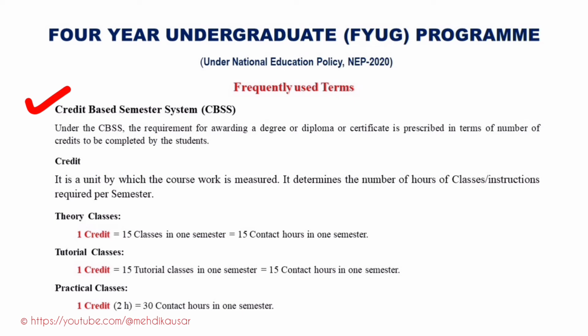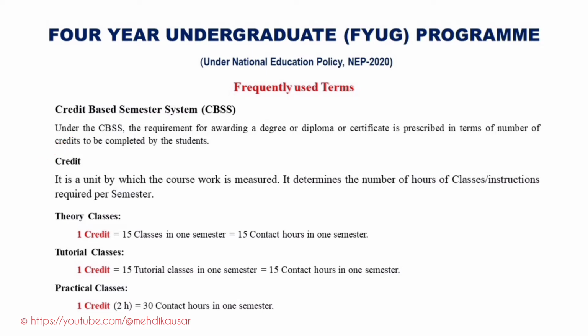Credit-based semester system, CBSS. Under the CBSS system, the requirement for awarding a degree or diploma or certificate is prescribed in terms of number of credits to be completed by the students. Now, what is credit? As per CBCS system, the academic achievements of a student is measured in terms of credits. Credit is a unit by which the course work is measured. It determines the number of hours of classes instructions required per semester.